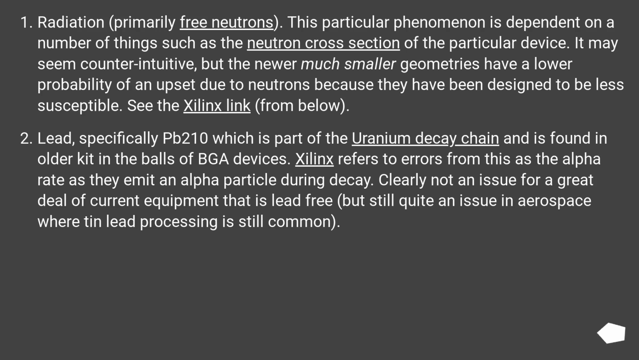Lead, specifically Pb210, which is part of the uranium decay chain and is found in older kit in the balls of solder devices. Xilinx refers to errors from this as the alpha rate as they emit an alpha particle during decay. Clearly not an issue for a great deal of current equipment that is lead free, but still quite an issue in aerospace where tin-lead processing is still common.